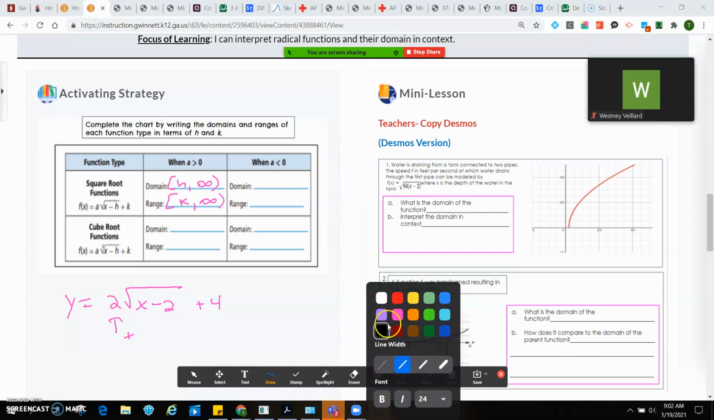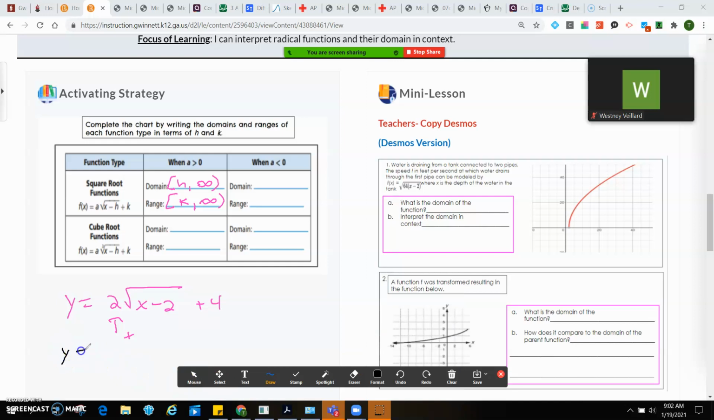When your A is negative, so that means that you've got y equals -2, then what's going to happen is you're going to have your domain kind of flip-flop. So it's going to go from negative infinity to your H. And that's a bracket over here. And then your range is going to go from negative infinity to K. Okay, and again, you can plug that into your calculator and always check it.